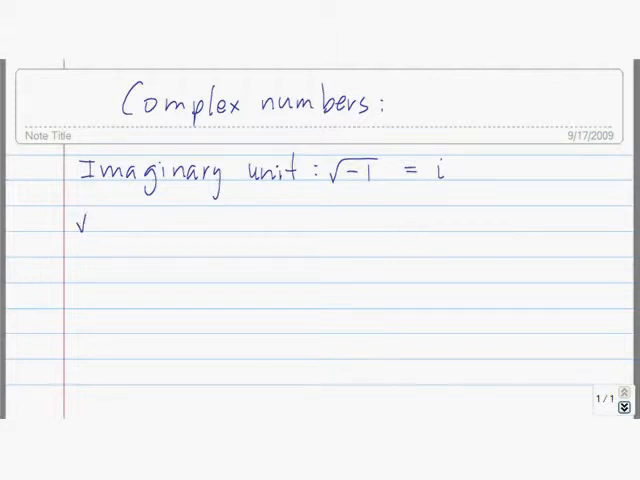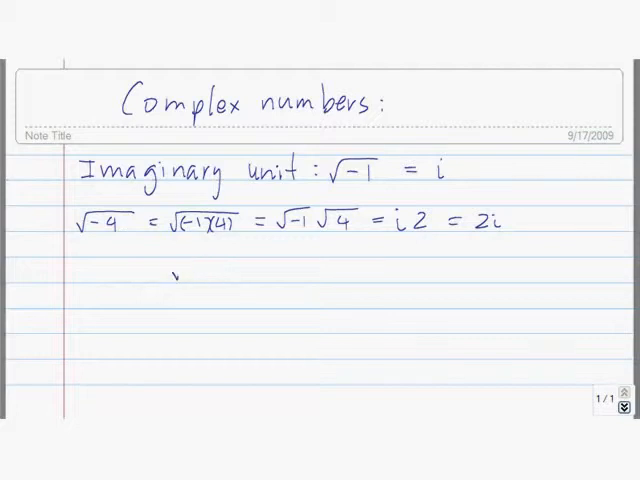So, for example, we can now have a meaning of the square root of -4. That's really equal to the square root of -1 times 4. And using a property of square roots, this is equal to the square root of -1 times the square root of 4. The square root of -1 is i. The square root of 4 is 2. So we write this as 2 times i. So the square root of -4 under complex numbers is equal to 2i.